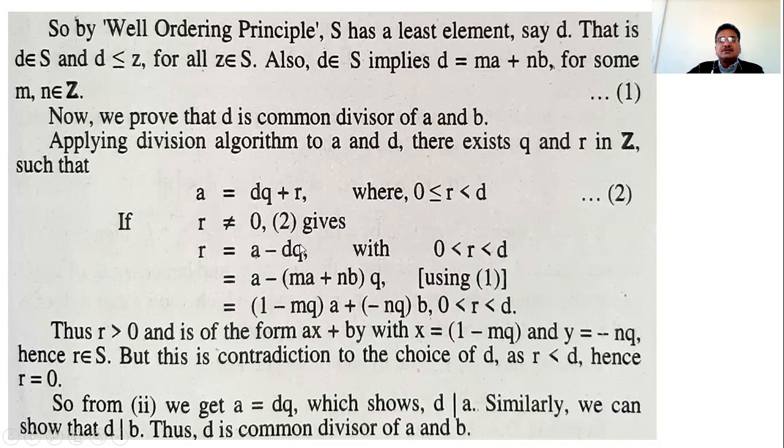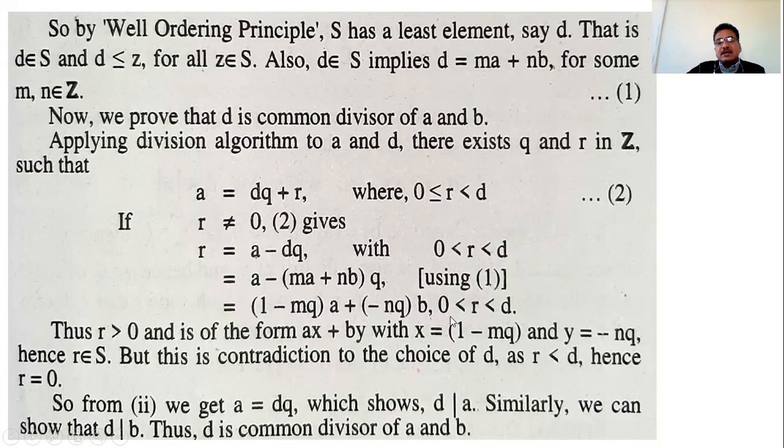And then what is D? D is MA plus NB from this equation. Substitute that, and then take A common from these two terms and B from the other two. Then we have R equal to (1 minus MQ) into A plus (minus NQ) into B, where R is strictly less than D. R is greater than or equal to 0, but here we assume that R is not equal to 0, therefore R is strictly greater than 0.